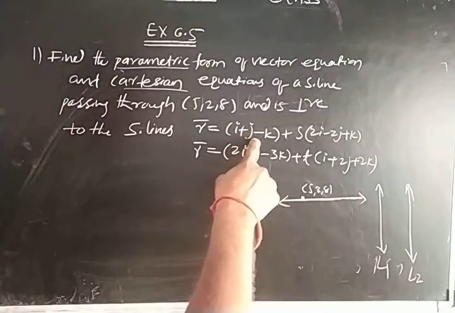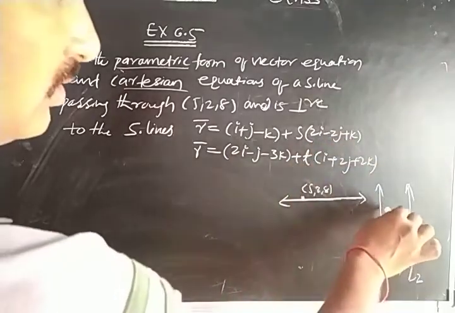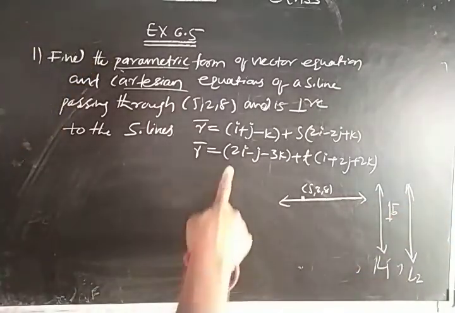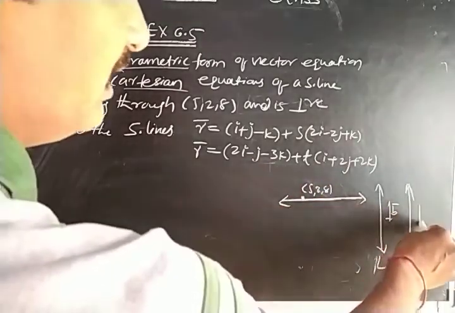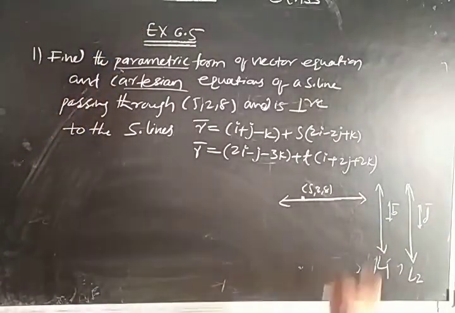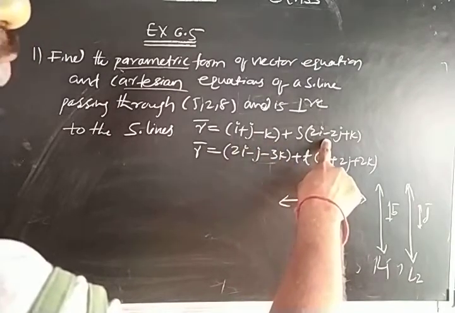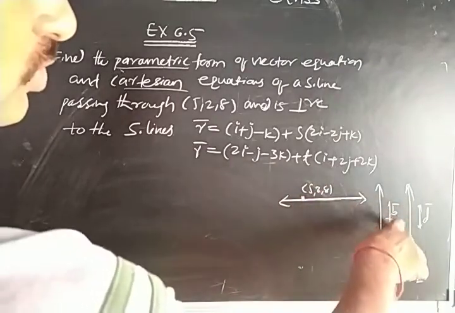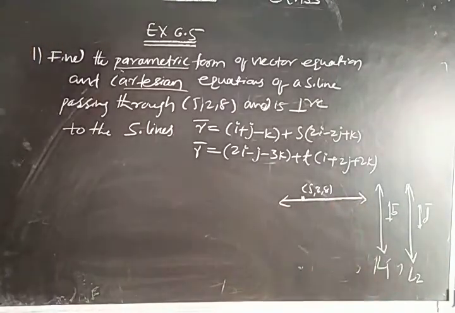So L1 is passing through this point and parallel to this vector. This vector I am taking as B bar. And the second line passing through this point and parallel to this vector. This vector I am taking as D bar. First line passing through this point and parallel to B bar vector. Second line passing through this point and parallel to D bar vector. So these two are also perpendicular to the required line, right?